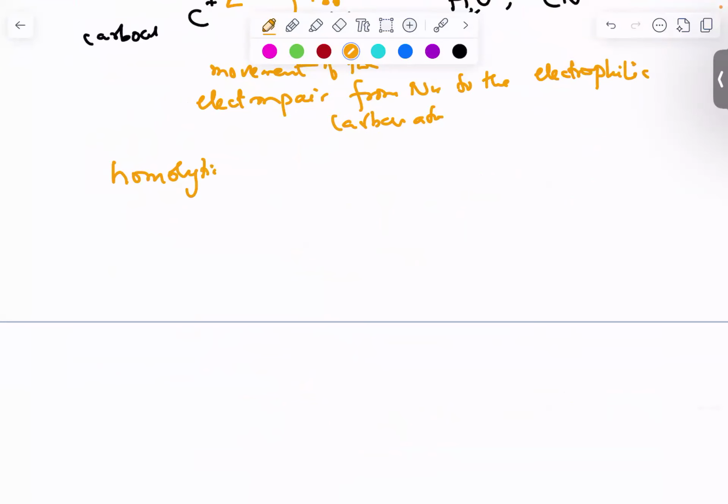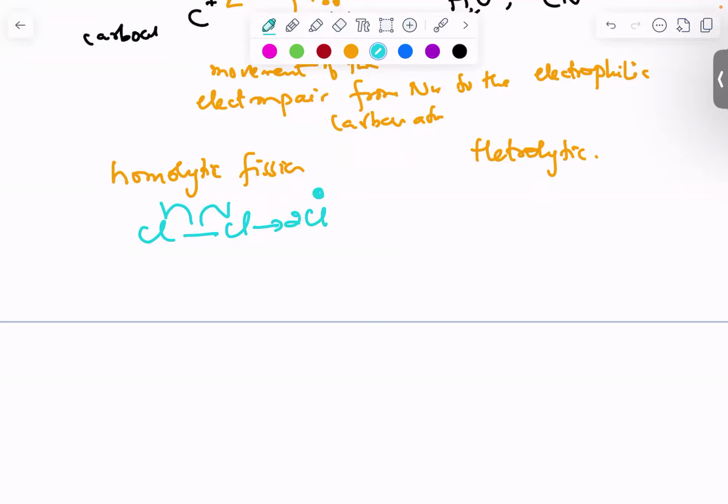I'm discussing those points which I think I should have discussed in detail, so I'm just trying to cover them by giving the examples. Now, if we talk about homolytic fission, which I have already shown you with a half-headed arrow, it is going to produce radicals.